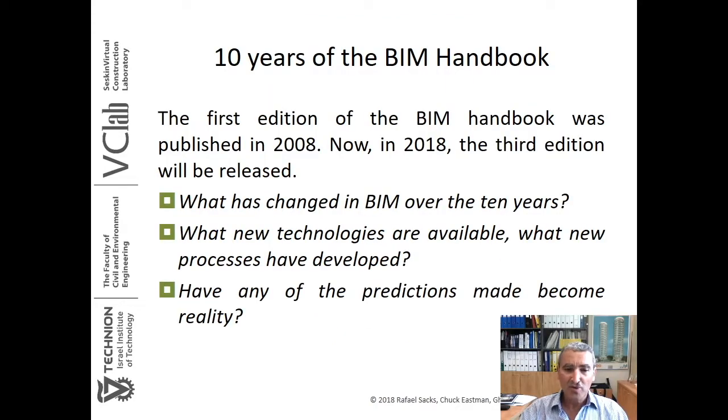So let's talk about this. 10 years of the BIM Handbook. The first edition was published in 2008, and now in 2018 we're about to see the third edition. So what has changed in BIM over the last 10 years? What new technologies are available, and what new processes have developed? Have any of the predictions we made become reality?